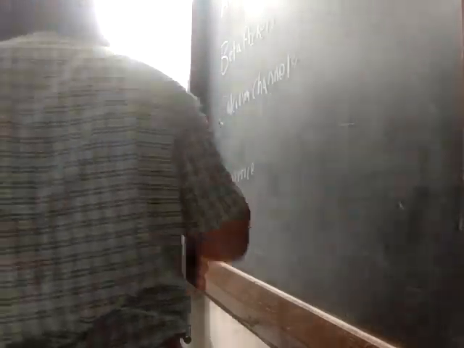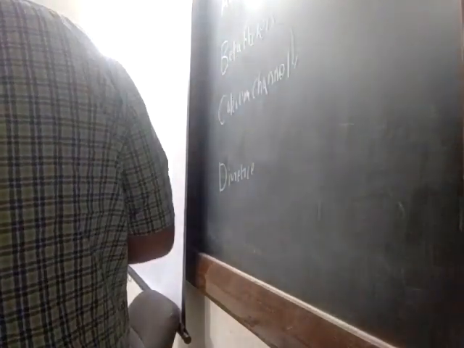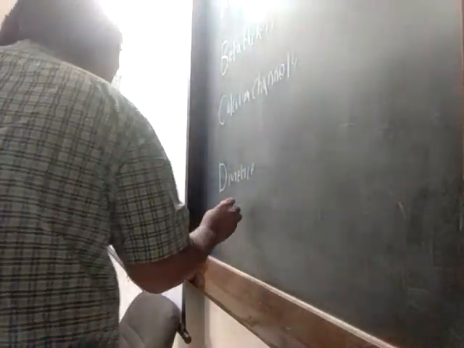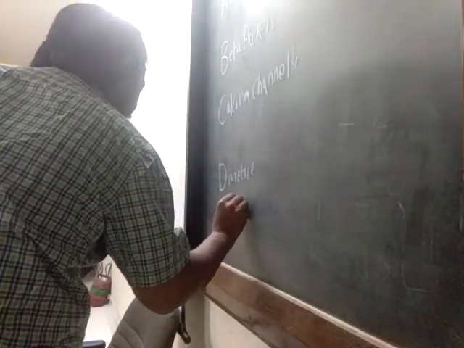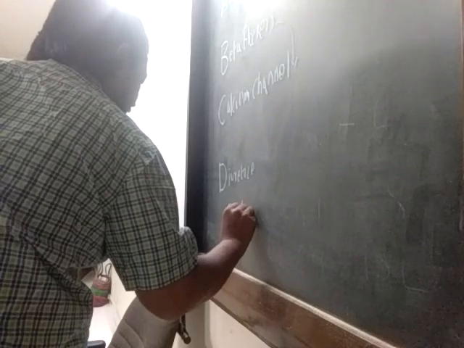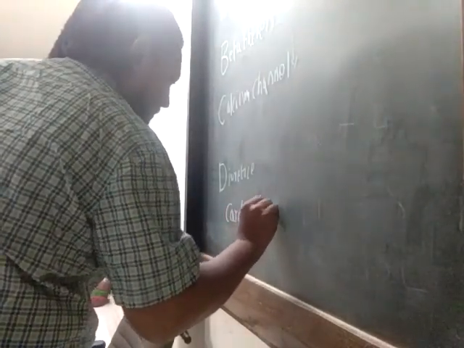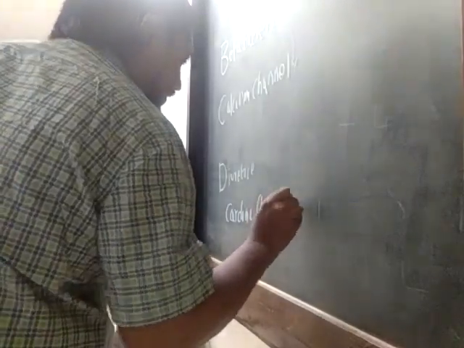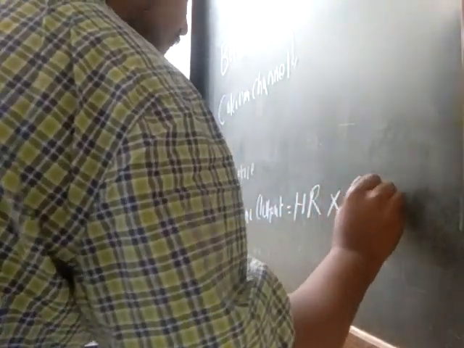Okay. What are these four drugs? Beta blockers. So for this you have to know one formula. Cardiac output is equal to heart rate into stroke volume.